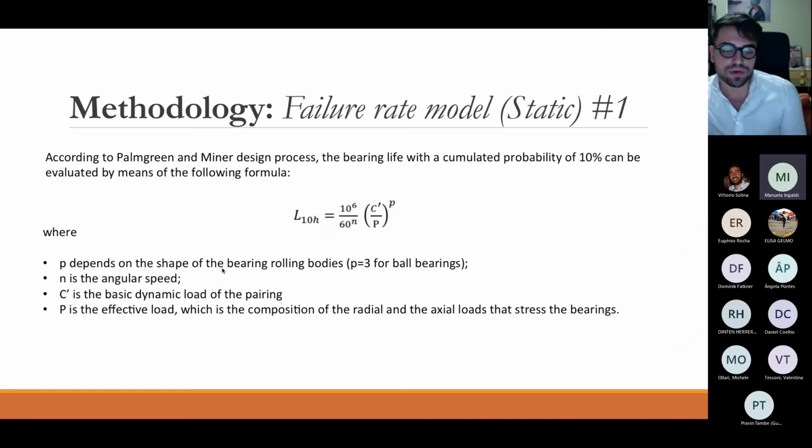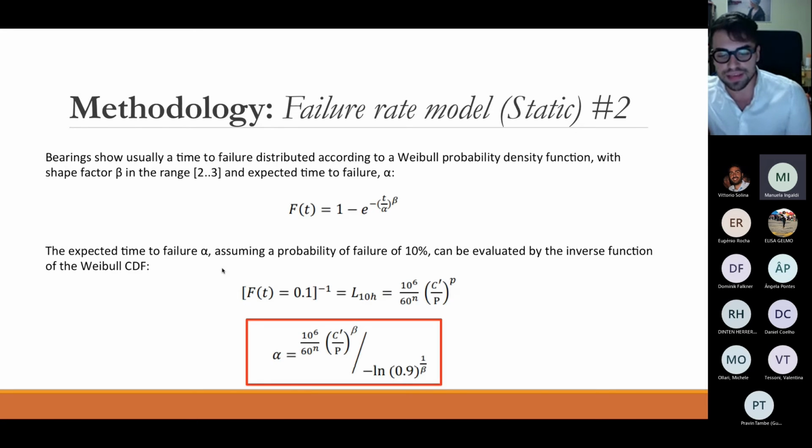This is the SKF model for a bearing system with fixed conditions. Using the equation that we can see in the slide, we can calculate the expected time to failure, assuming a cumulative probability of 10%. But we know that this methodology is static. So using hybrid stochastic modeling, we want to add more flexibility to the model in order to consider all the dynamic operating conditions.